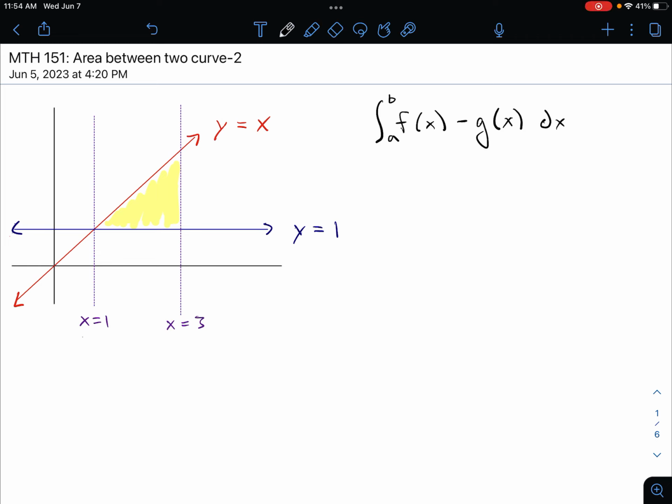Hello everybody. Today we're going to be talking about how to find the area between two curves using an integral.